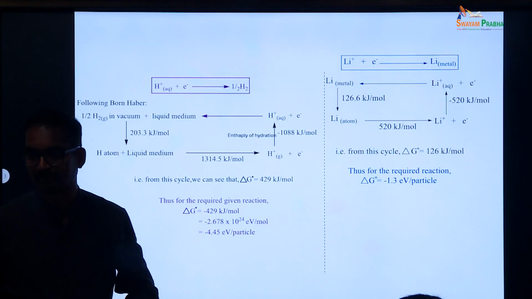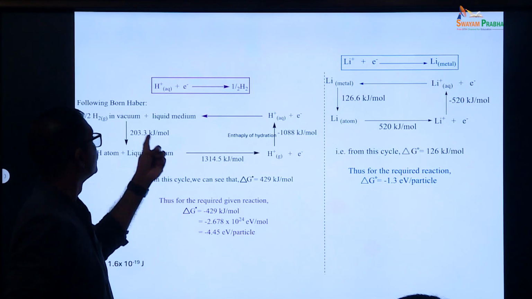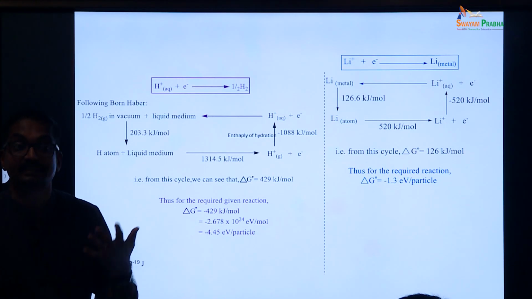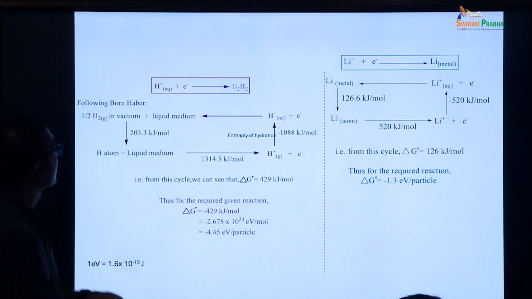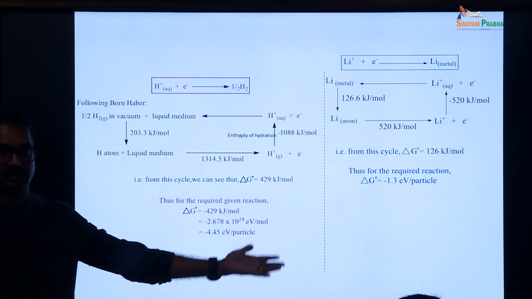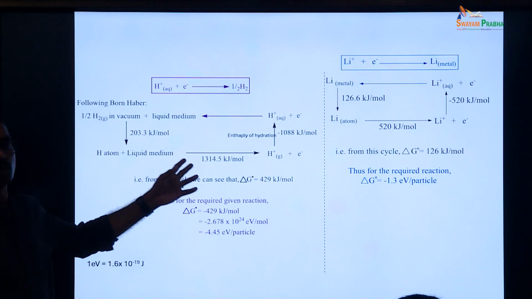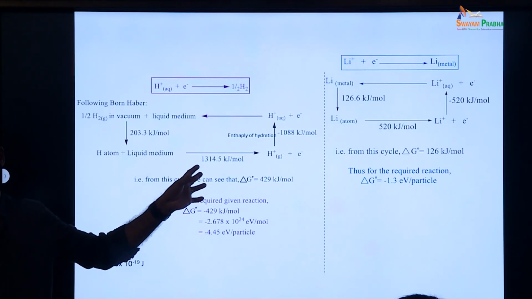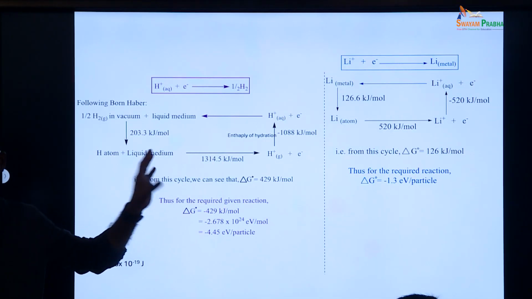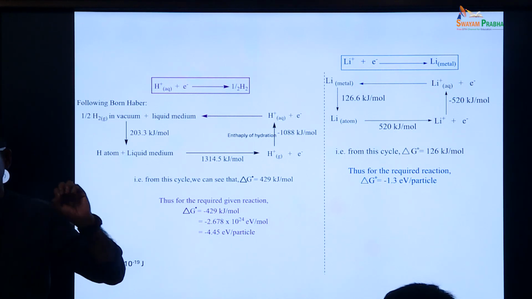So now you can see that, from hydrogen to H plus ion in water, or if I want to do the reverse, H plus ion in water to hydrogen gas, what I need to do? I add all the three and reverse the sign. Correct? No? That means I am coming from here to here. So that is what I have done here.